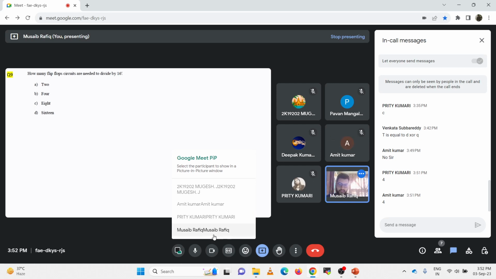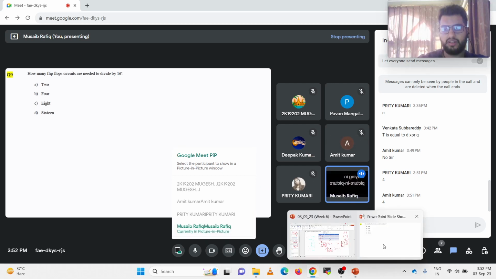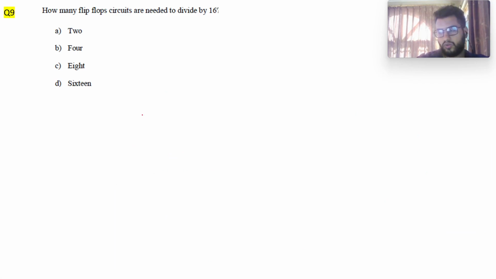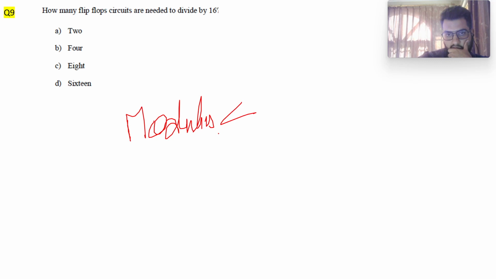So some of the students have done it. It's a simple question. You might have already done these types of questions. This divide by 16, we call it the modulus. So we have this condition: the modulus should be less than or equal to 2 raised to power n, where n is your number of flip-flops. So 2 raised to power n is the minimum number of flip-flops required to achieve this modulus. This mod is simply a divide factor that we get at the output.